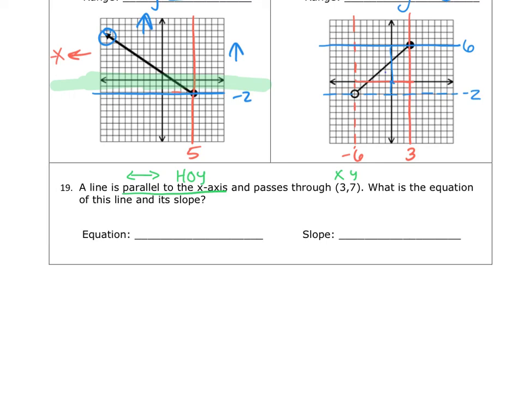So that's going back to HOY. On my horizontal lines, I want a y equals equation. So I look at that y letter. So my equation becomes y equals 7. My slope, the O in my HOY, tells me that I have a 0 slope.